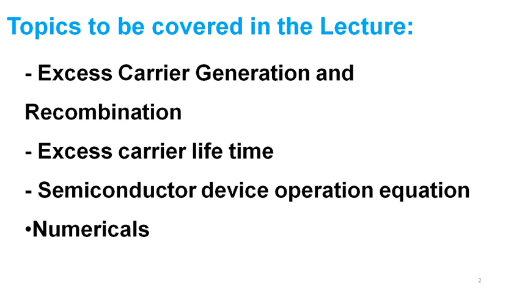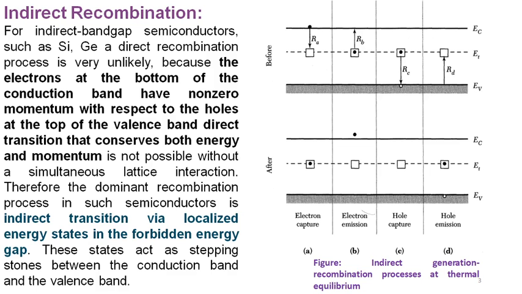In this lecture we'll see about the indirect bandgap semiconductor material, that is the indirect recombination and generation process, and we can also calculate the carrier lifetime. We'll also see semiconductor device operation by using various equations such as Maxwell's equation, then the continuity equation, then the current density equation, and then we also go for numericals.